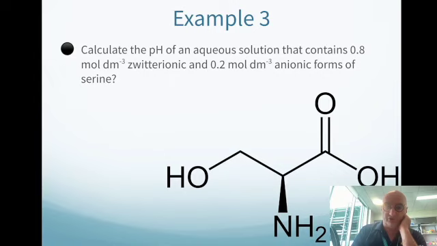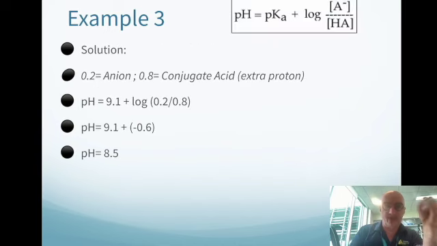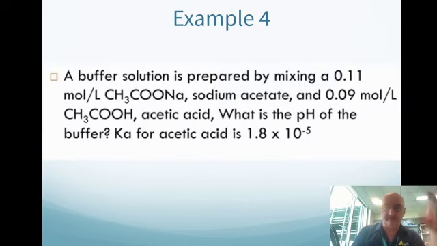Aha. A few more cheeky examples. pH of the aqueous solution containing 0.8 moles per decimeter cubed zwitterionic and 0.2 mol per decimeter cubed anionic forms of serine. Pause the video, have a go. 0.2 anion, 0.8 conjugate base, plug it in, 8.5. Example 4, you can read it. Pause the video.